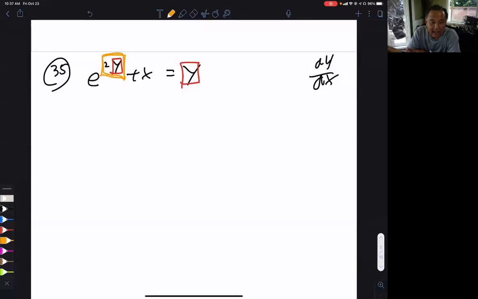If it were e to the x, that's easy, e to the x, but it's not, it's e to the box. That is chain rule. What's the derivative of e to the box? That would be e to the box times derivative of box. So I need the derivative of box, but what is the derivative of 2y? Well, 2 is a constant and y is a function, so the derivative of that is just dy/dx.